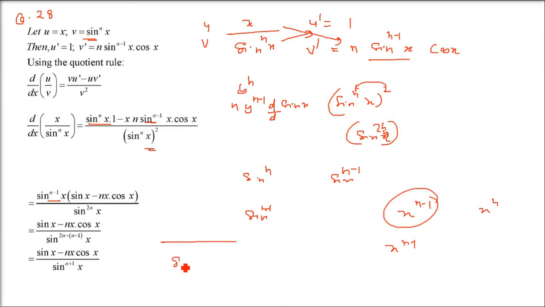So let me show you here. sin^(2n) x is in the denominator, and this sin^(n-1), when it goes down, has to be negative. So sin raised to minus 2n plus n minus 1. Just add them, the powers get added. 2n minus n plus 1. So 2n minus n is n, and this is plus 1. So we finally have sin^(n+1) x in the denominator, and whatever is in the numerator will remain like that.